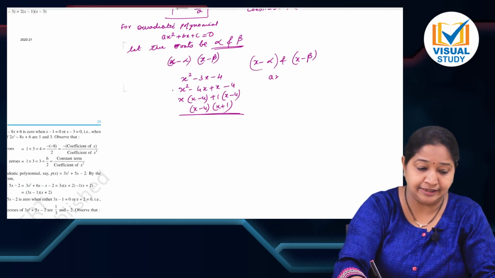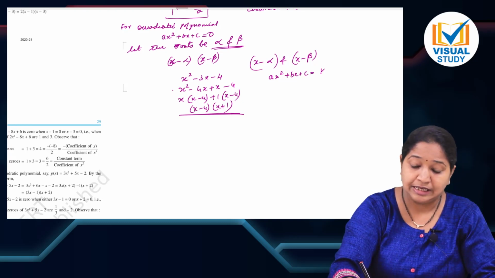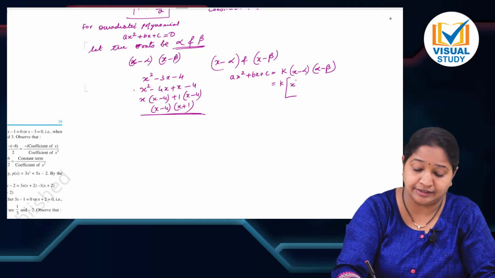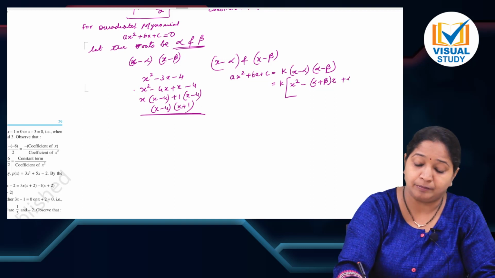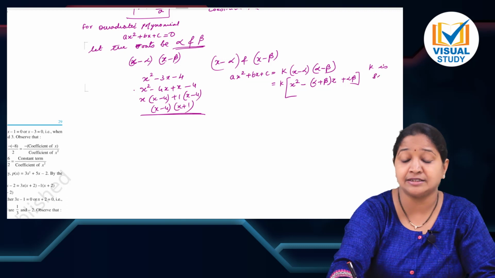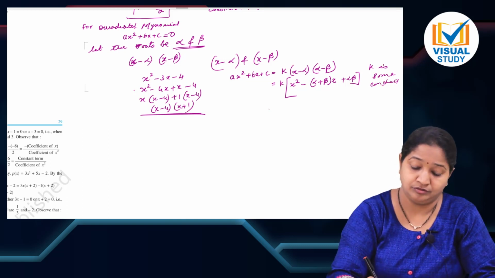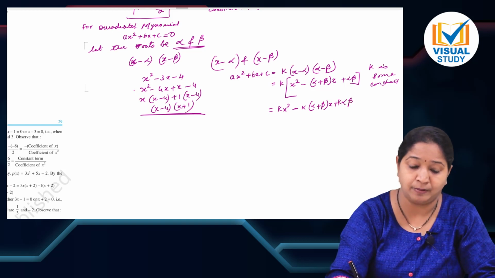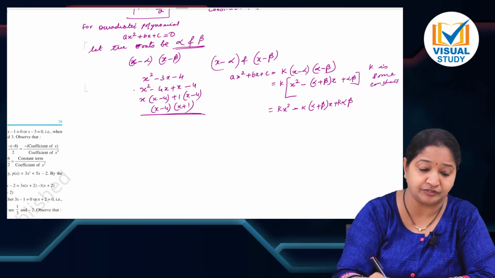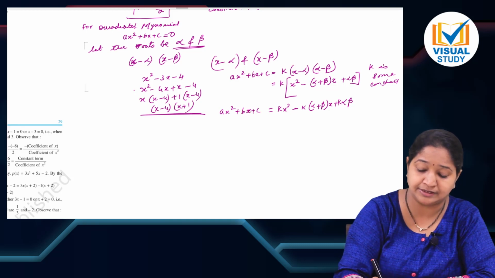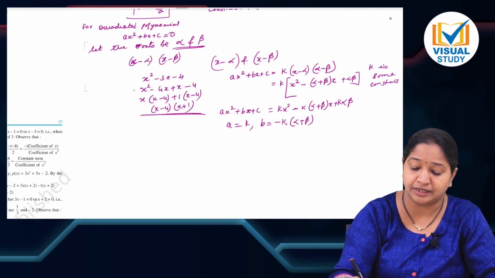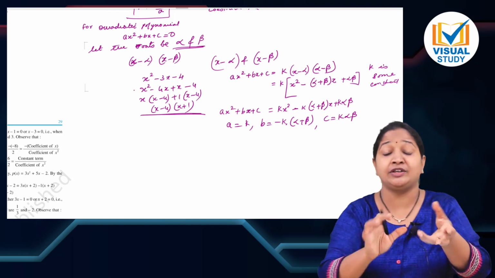So what you are going to get is ax square plus bx plus c is equal to k into x minus alpha into x minus beta, where k is any constant. Keep k as it is and just multiply the binomials. You get x square minus alpha plus beta into x plus alpha beta, where k is some constant. What do you get? Kx square minus k into alpha plus beta into x plus k alpha beta. Now comparing the coefficients with ax square plus bx plus c, what you get? a is equal to k, b is equal to minus k into alpha plus beta, and c is equal to k alpha beta.